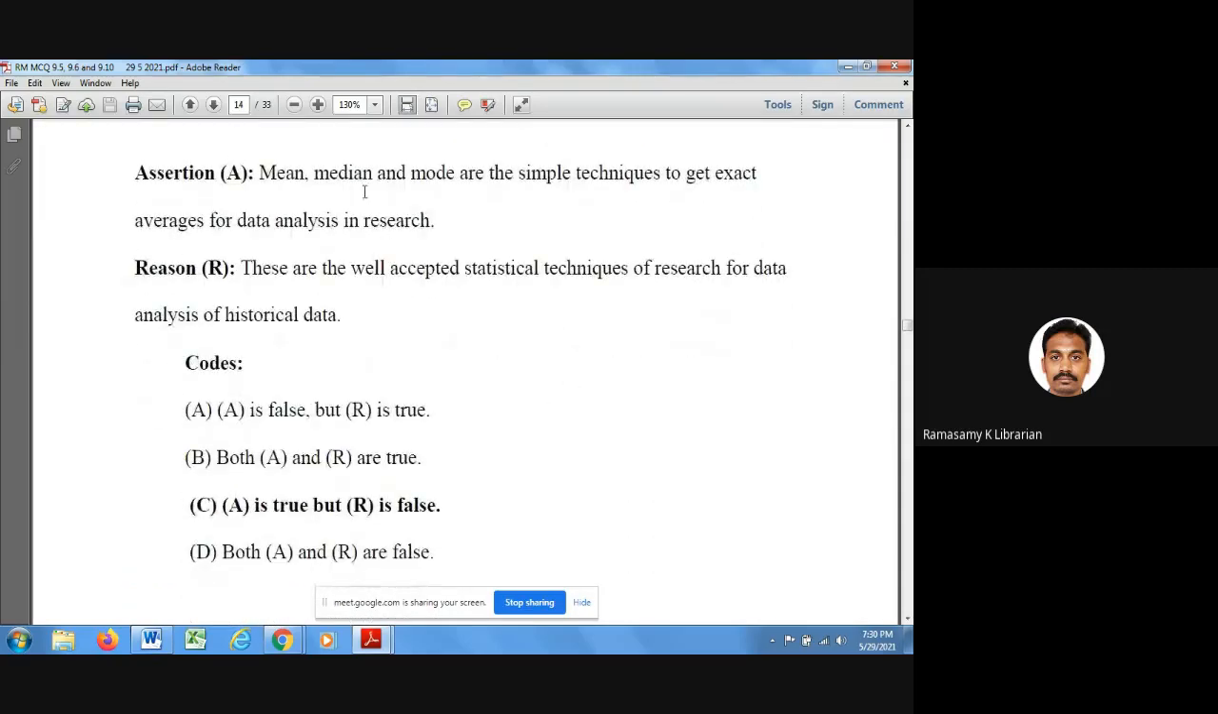Next one: mean, median, and mode are the simple techniques to get exact averages for data analysis in research. Yes, right. Mean, median, mode display the exact averages. These are well accepted statistical techniques of research for data analysis of historical data. When you talk about historical data, nowhere are we going to talk about mean, median, mode. So A is correct, but R is wrong.